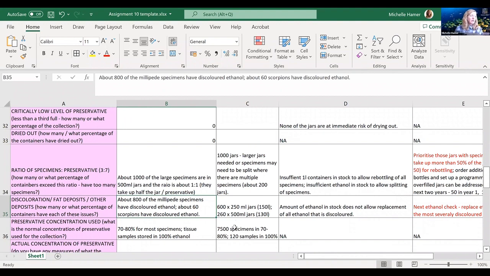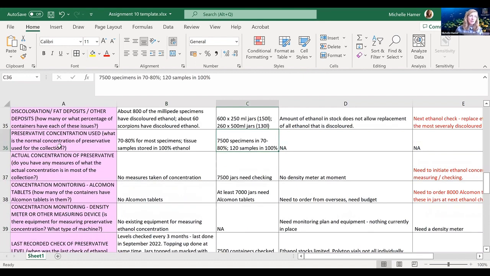Okay, then we asked about the preservative concentration. So what is the current, what concentration are you supposed to have? So most collections, it's between 70 and 80% ethanol. I don't know if you use formalin, it might be 30% or 40%. I don't know about propanol. Is it the whole collection like that? Or do you have tissue samples that are in 100% ethanol? So that you know what you're supposed to have, but do you know what it actually is?